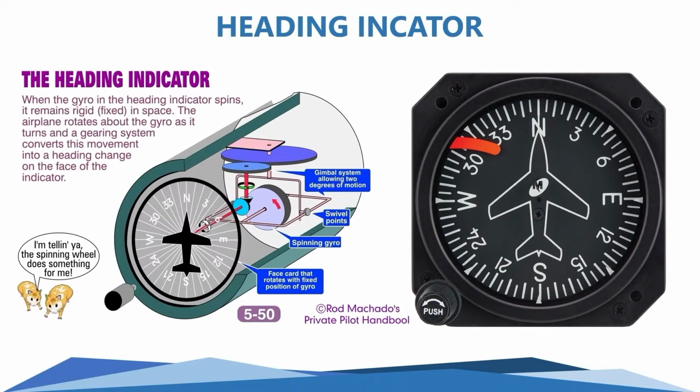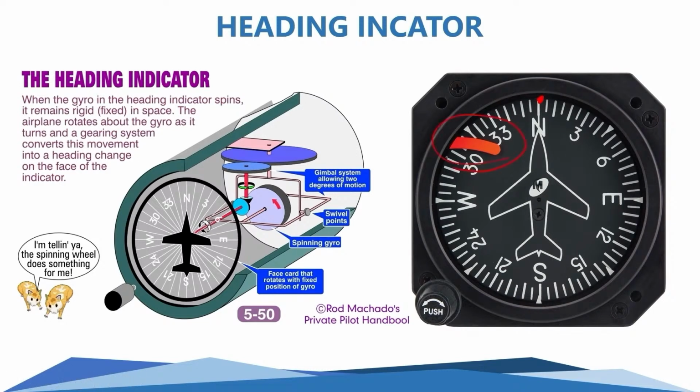So you have your spinning gyro here. And it actually sits vertically. You've got your 2 degrees of motion, so it's a 2-axis gimbal. That is then connected to the face of the card. Same thing applies. Some of these will have a heading bug on them, so you could actually bug a heading, and you could basically say, okay, I want to fly north, and you can actually throw that in there.